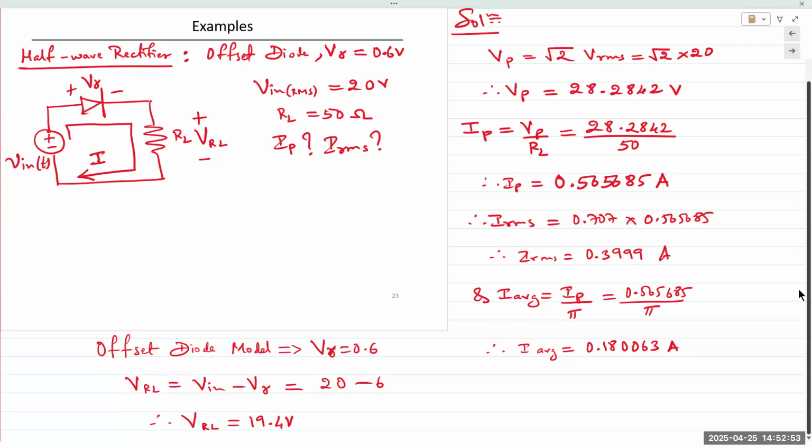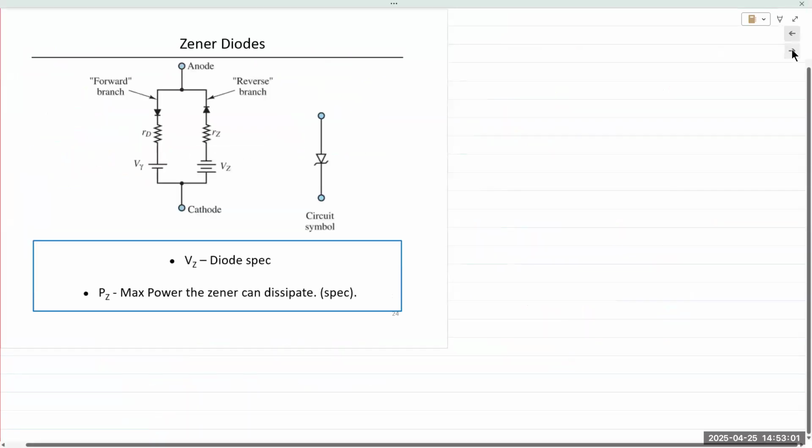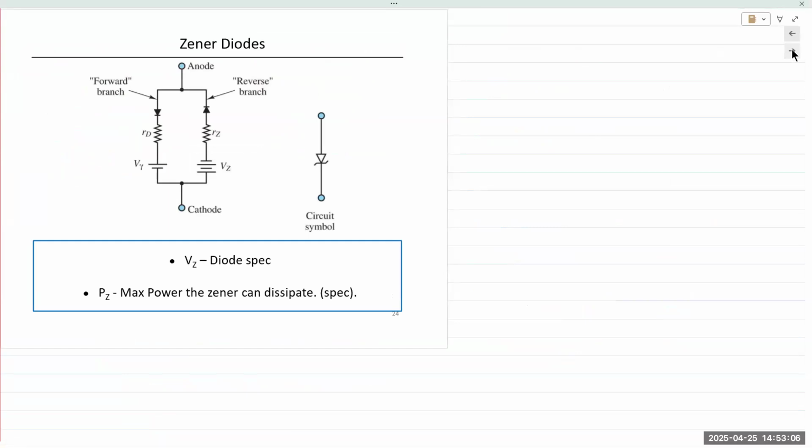Okay, I have 7 minutes left. I'll move on to the Zener diode. We covered a little bit of the reverse bias PN junction when we were looking at semiconductor fundamentals. Do you all remember the Zener effect and the avalanche effect in reverse bias, right?